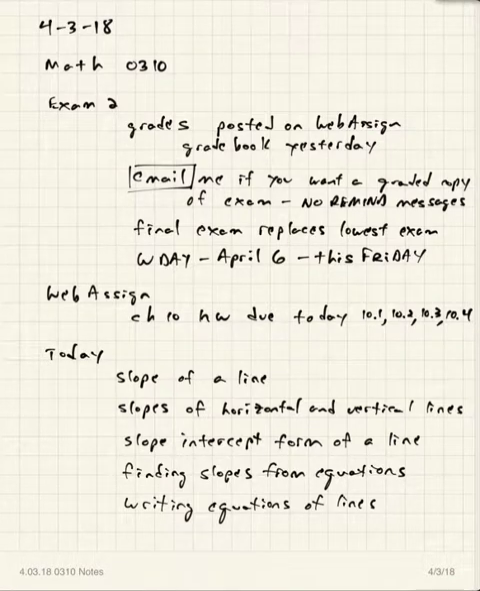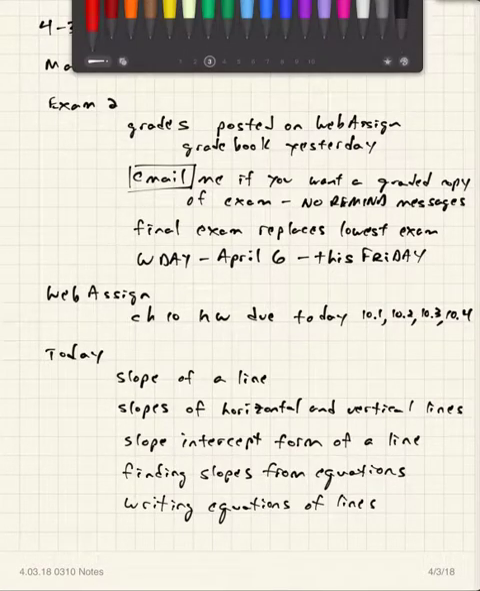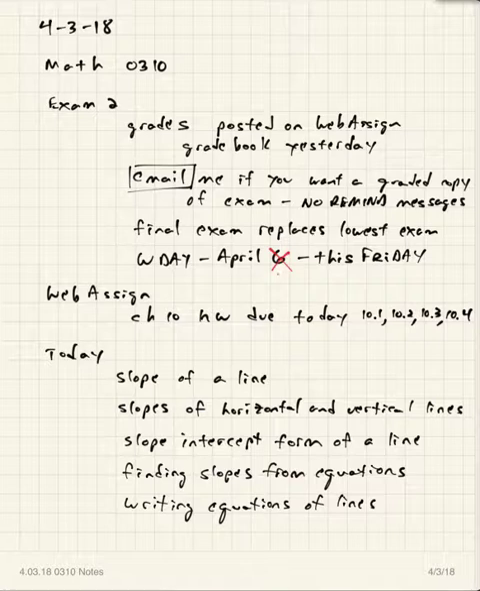The W day, the last day to withdraw from the class. Now I have on here April the 6th, but I was just reading something in an email, and you guys can correct me if I'm wrong, but something in the email suggested that this was April the 5th, and it was Thursday.